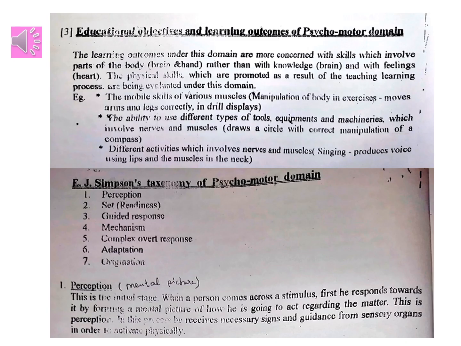When a person comes across a stimulus, something that he is interested in, first he responds towards it by forming a mental picture of how he is going to act regarding the matter. This is perception. In this process, he receives necessary signs and guidance from sensory organs in order to activate physically. First, he has the mental picture of the final outcome. That's perception.